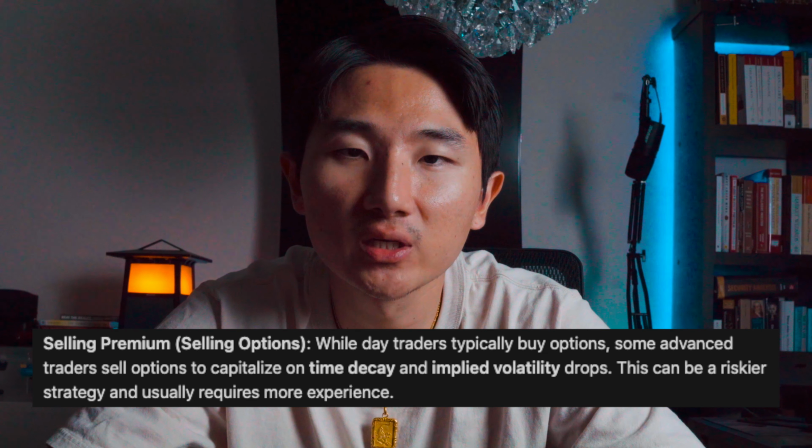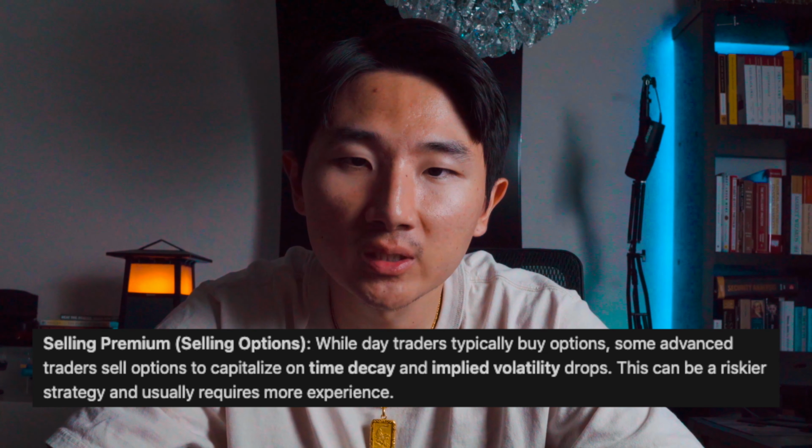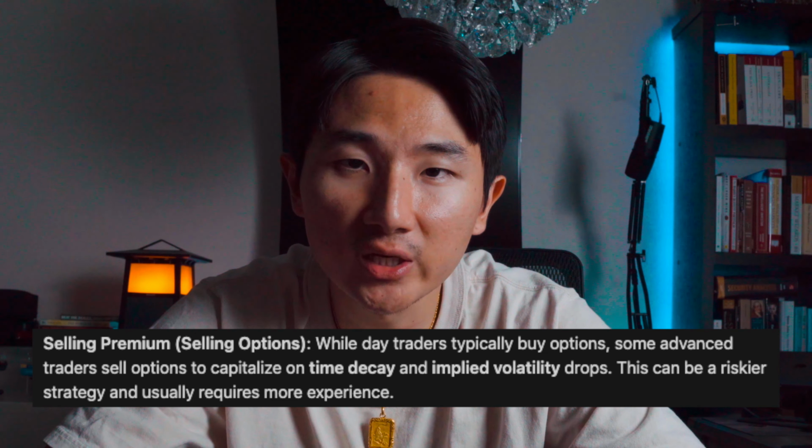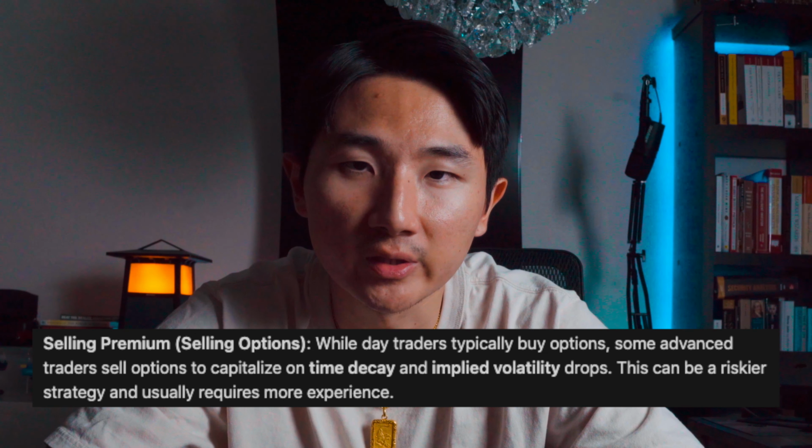While day traders typically buy options, some advanced traders will sell options or sell premiums to capitalize on time decay and IV drops. This can be a riskier strategy and usually requires more experience. I personally don't sell any options, I usually just buy calls and puts, but honestly it's all up to you and what you think that you'll profit most from.